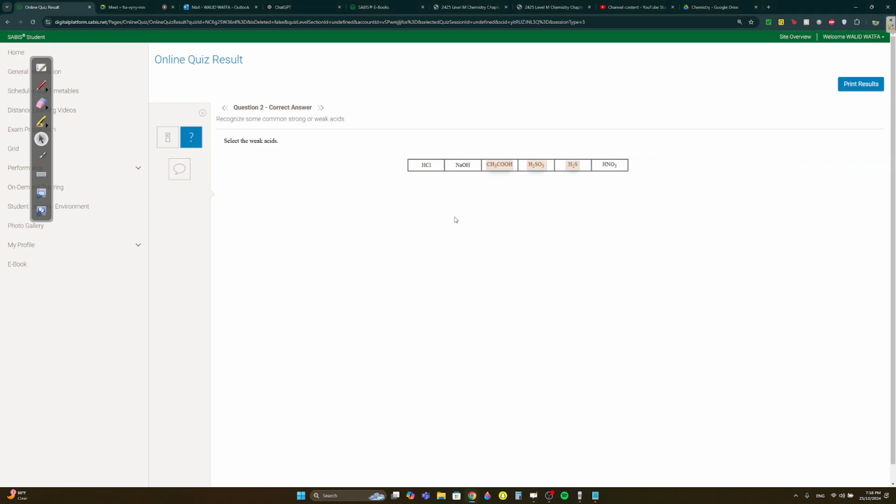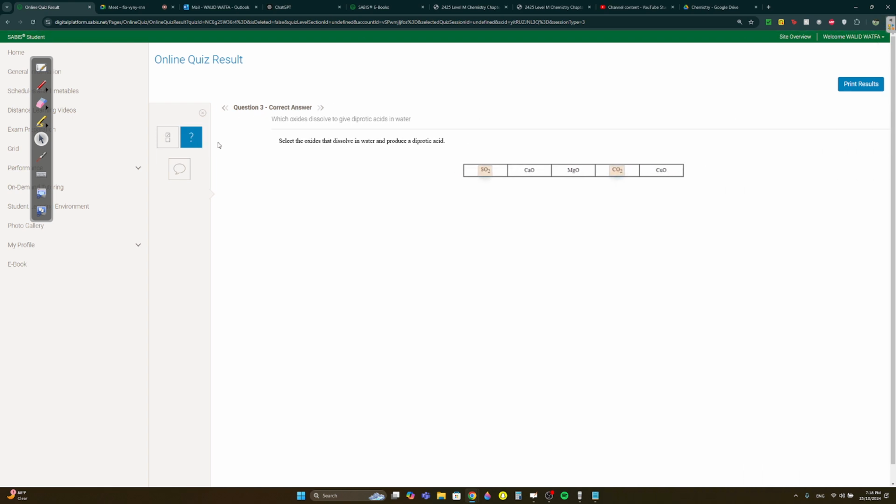Select the weak acids. You guys know any weak acid is the one, any COOH containing, and then H2SO3 and H2S. You must memorize these. This whole quiz, 3.7, you must memorize it all by heart. Okay.